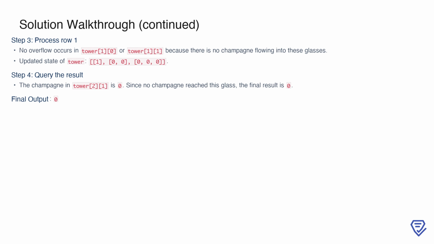Now, we process row 1. Since there is no overflow from the top glass, no champagne flows into the glasses in row 1. Both tower 1, 0, and tower 1, 1 remain empty, so the state of the tower stays the same, 1, 0, 0, 0, 0, 0. Finally, we query the amount of champagne in tower 2, 1. Since no champagne reached this row, the glass remains empty with a value of 0. Therefore, the result for this query is 0.